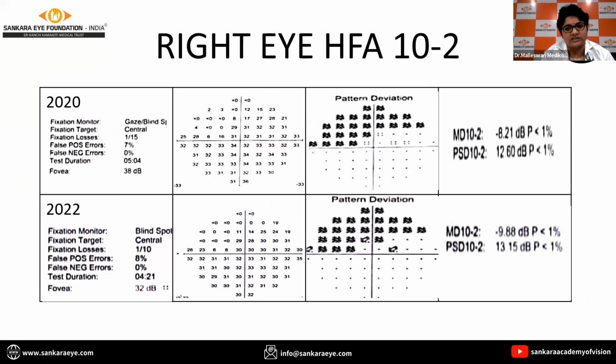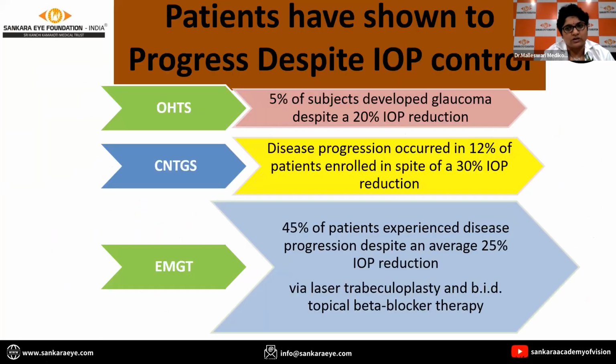What are the reasons behind this progression? In these types of patients, what do we need to see? What do the various studies say? According to the OHTS, the Ocular Hypertension Treatment Study, 5% of the subjects developed glaucoma despite a 20% reduction in the baseline intraocular pressure. And according to the CNTGS study, disease progression occurred in 12% of the patients despite a 30% reduction in the baseline intraocular pressure.